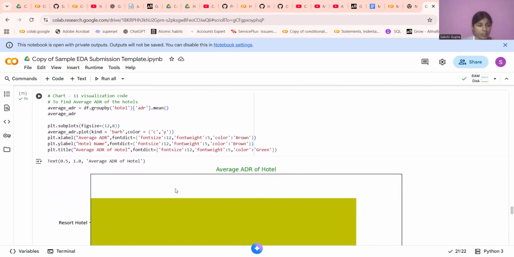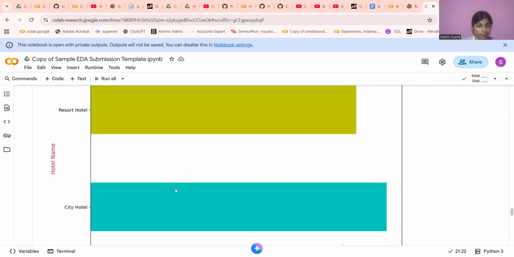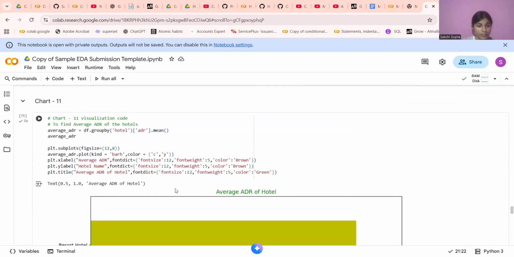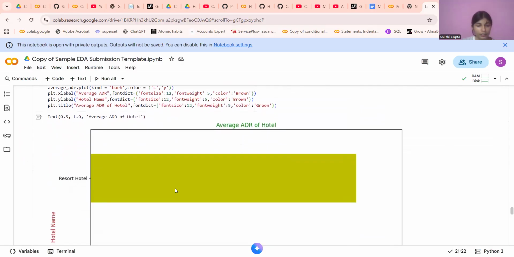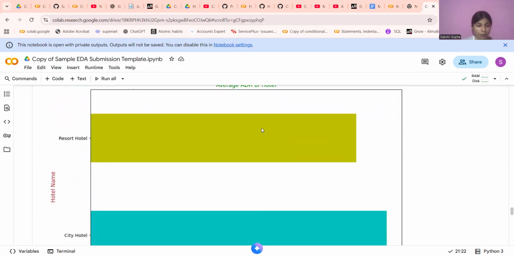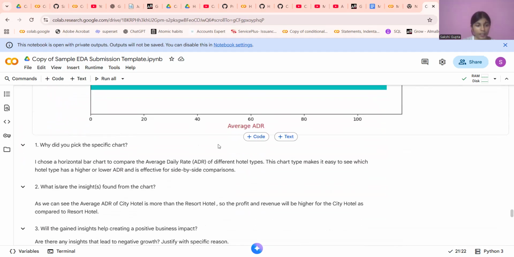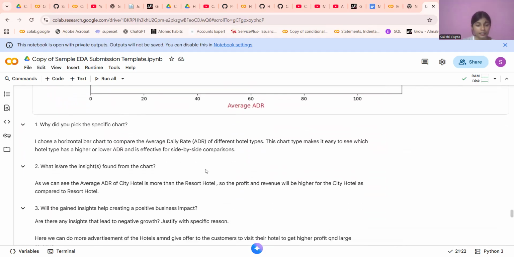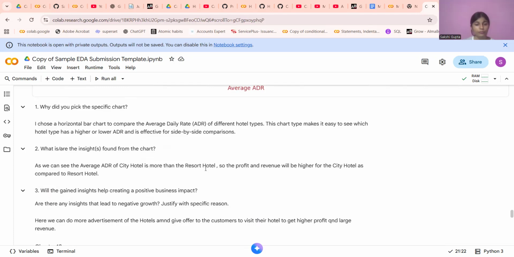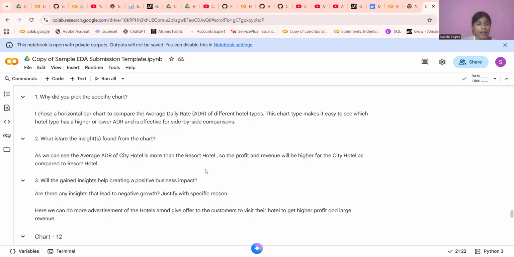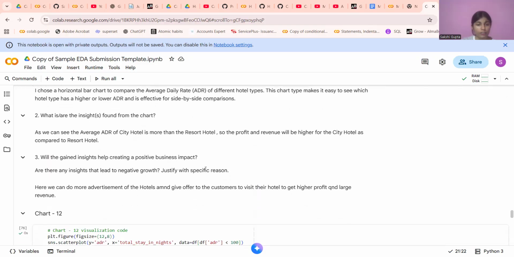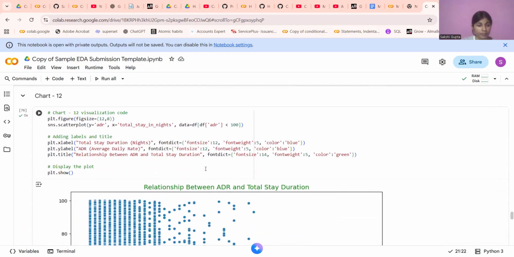Moving to the 11th chart, that is a horizontal bar chart. This is the average ADR of the hotel, where I use this chart to compare the average daily rate of different hotel types. This chart type makes it easy to see which hotel type has a higher and a lower ADR and is effective for side-by-side comparison.